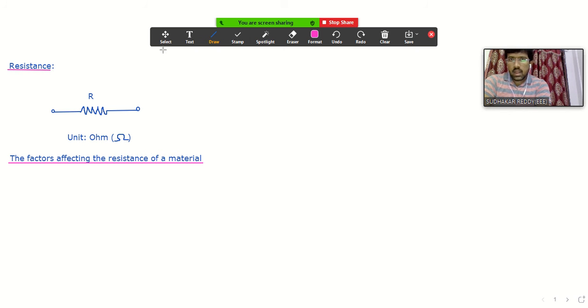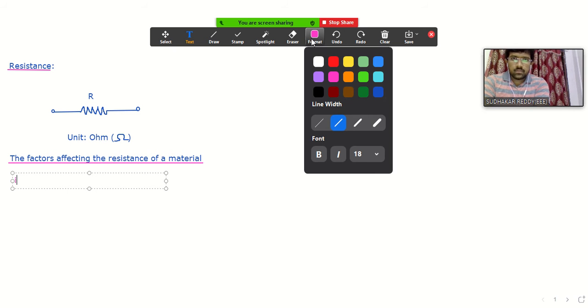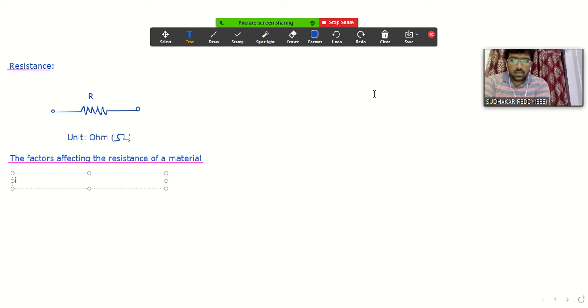So clear. The first factor we will consider is the length of the material. We'll see what is the impact shown by the length of the material on the resistance value. So the first factor is the length of the material. That means if the length of the material increases, what happens to the resistance value? That we need to analyze.